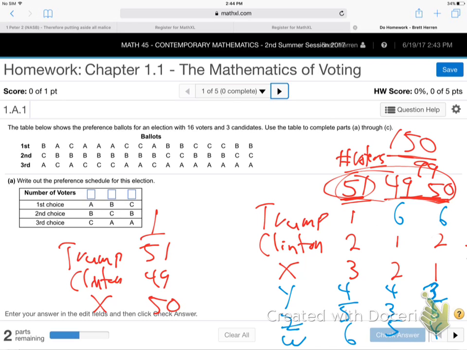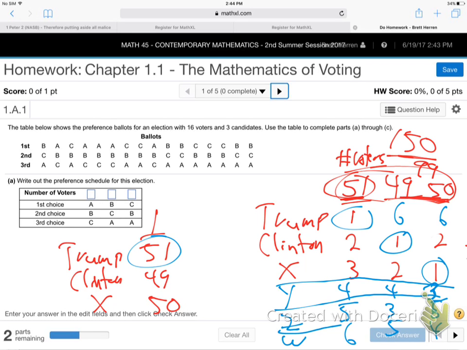So notice Trump would still win. Trump still has 51 first place votes. Clinton only has 49, and candidate X only has 50 first place votes. Nobody else has any first place, huh?